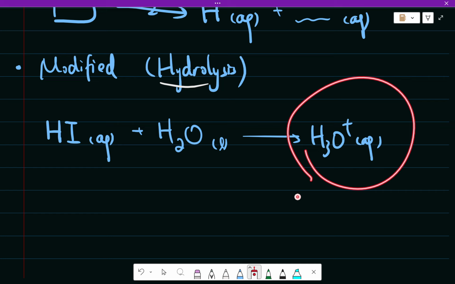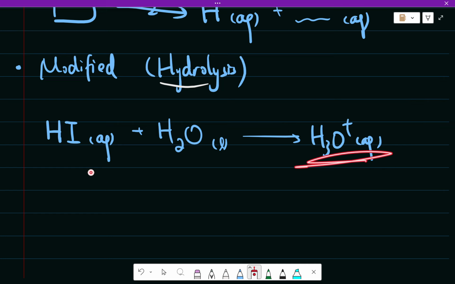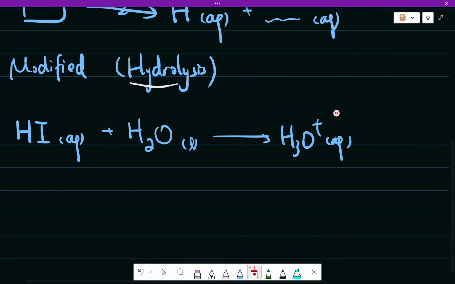So this is the key distinction between a traditional Arrhenius theory and a modified Arrhenius theory or hydrolysis reaction. So if it's a hydronium, that means we're offering one more hydrogen atom or a hydrogen ion to water. So the hydroiodic acid or hydrogen iodide will lose one hydrogen ion, becoming simply the iodide ion.